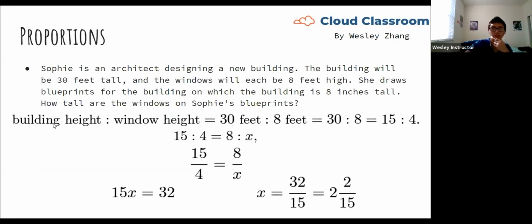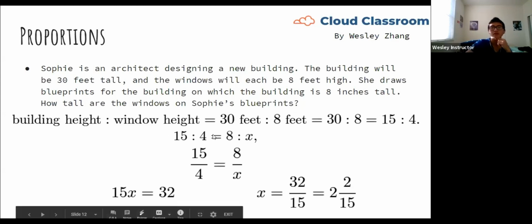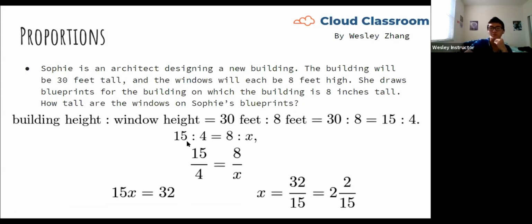So we want to write the ratio of building height to window height, which is 30 feet to 8 feet. That is 30 to 8, and that simplifies to 15 to 4. And then we want to set a proportion. So 15 to 4 equals 8 to x. So 15 to 4 is the actual building heights in real life, but 8 to x is only on the blueprint.